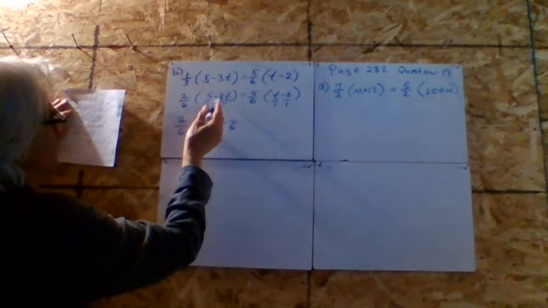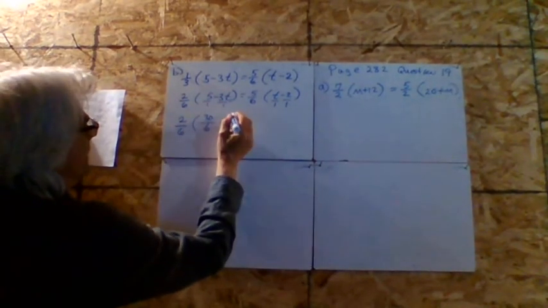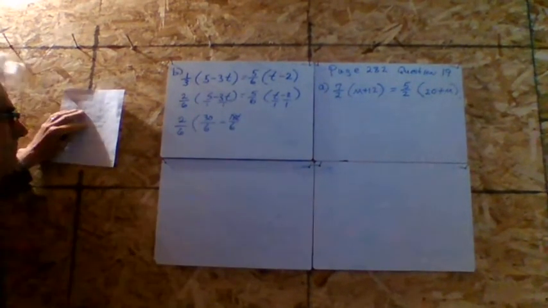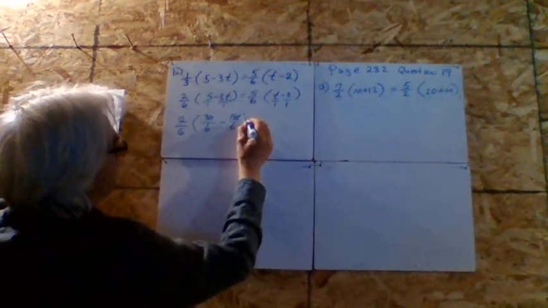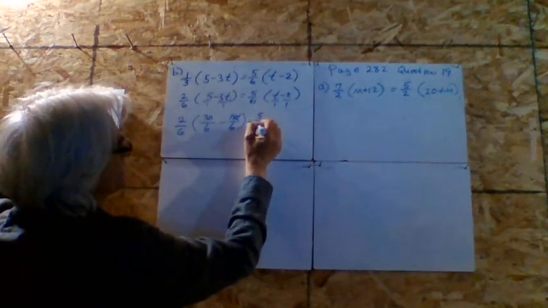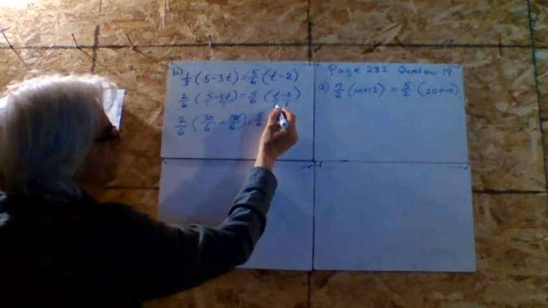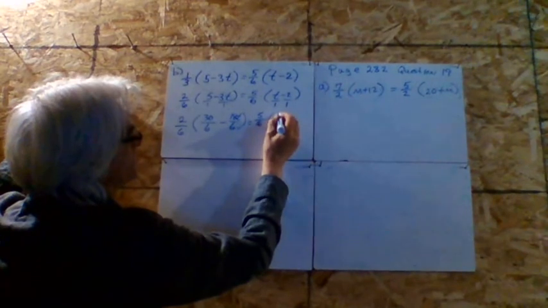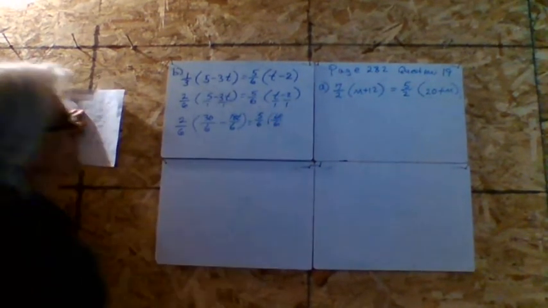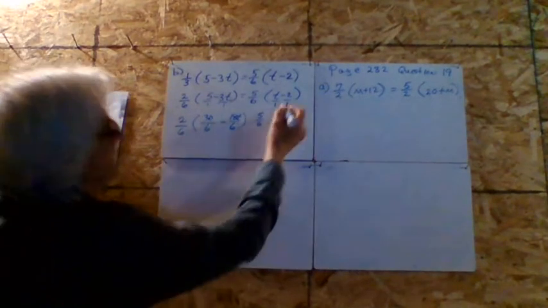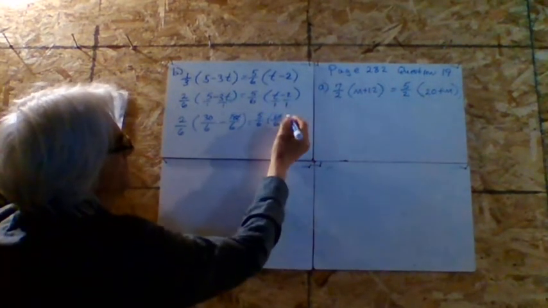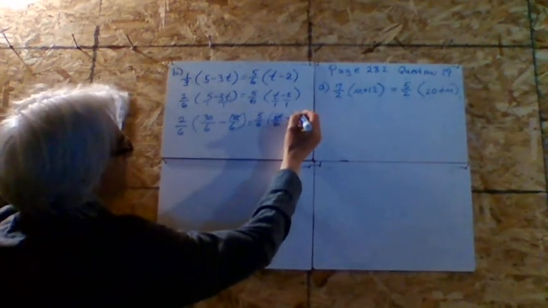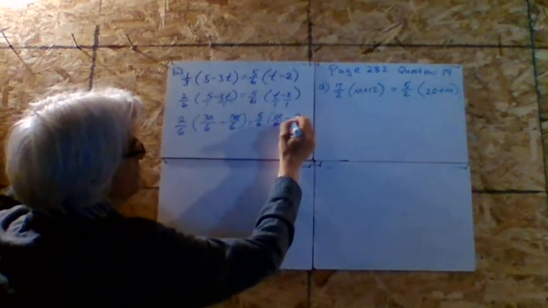I'll have to do the same thing to this negative 3t. So that will become 18 over 6. 5 over 6, I'm going to be multiplying that 1 by 6 and that t by 6. So now I'm going to have 6t over 6. And here I'm multiplying that 1 by 6 and that negative 2 by 6. So that's going to get me 12 over 6.